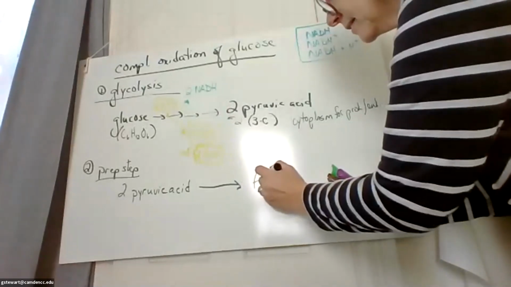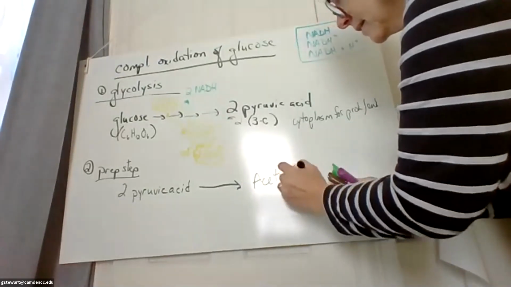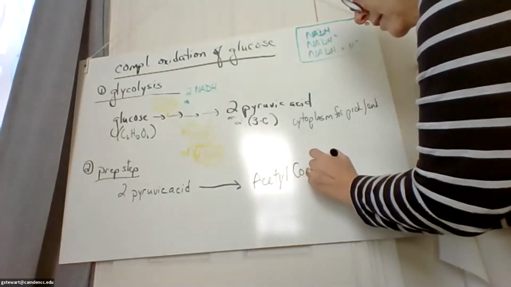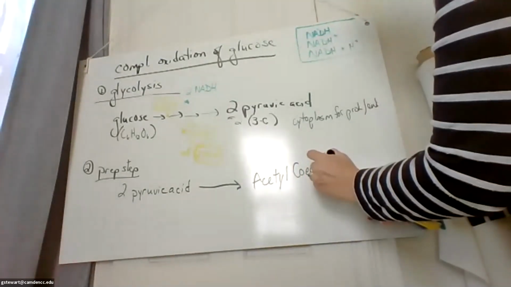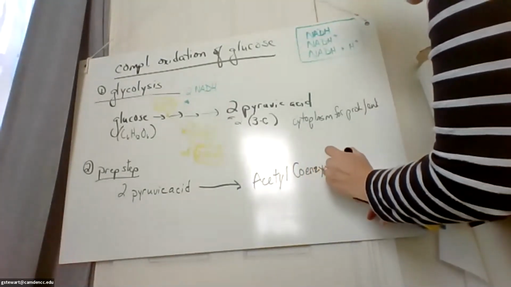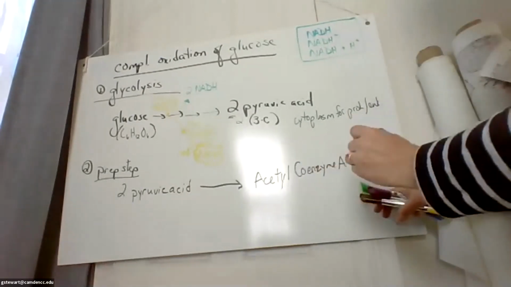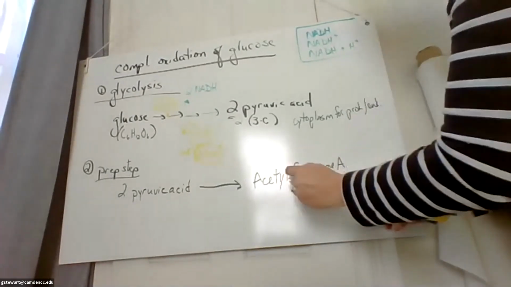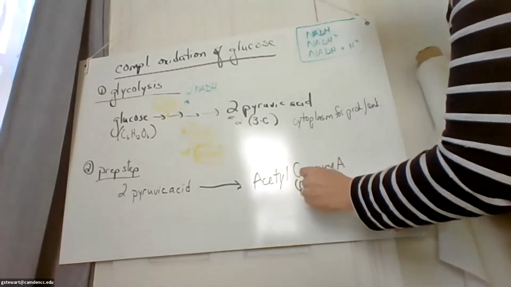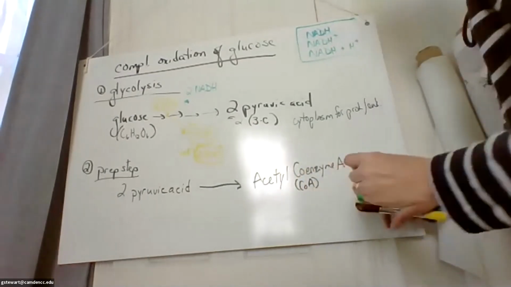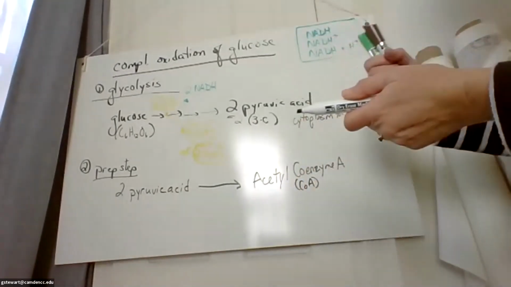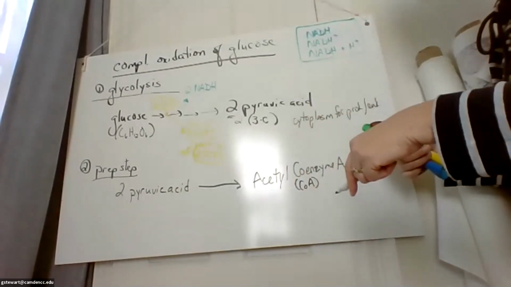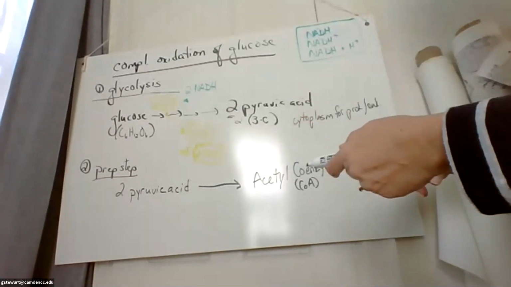Acetyl coenzyme A. Oof, long word, right? We usually just abbreviate to acetyl-CoA, for coenzyme. Coenzyme, a word we just refreshed, right? So it's a helper molecule to the first enzyme of the Krebs cycle.